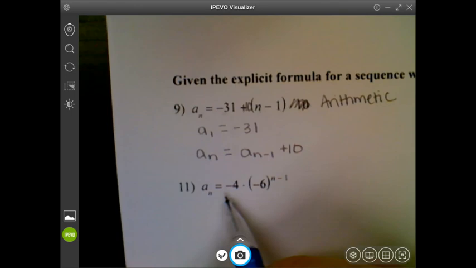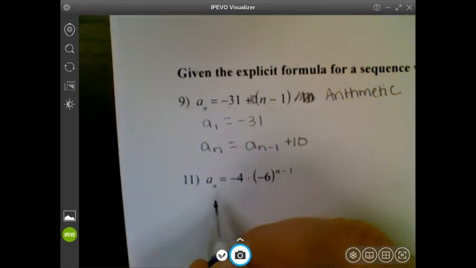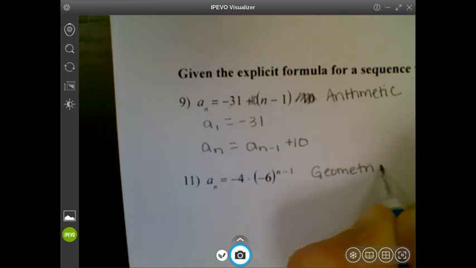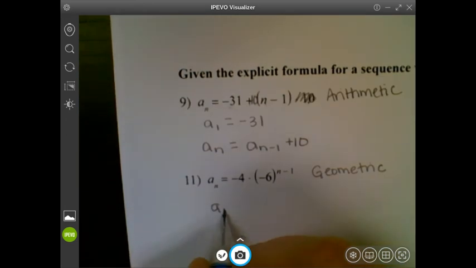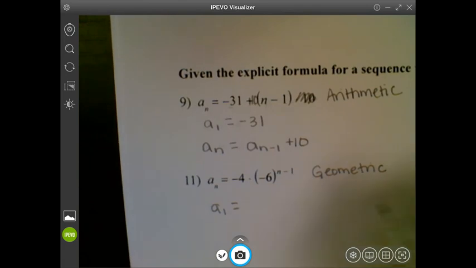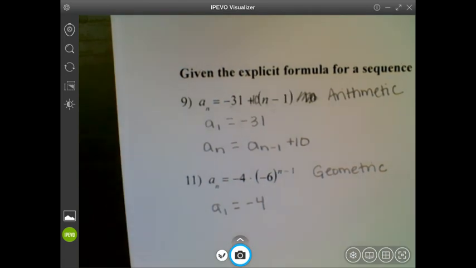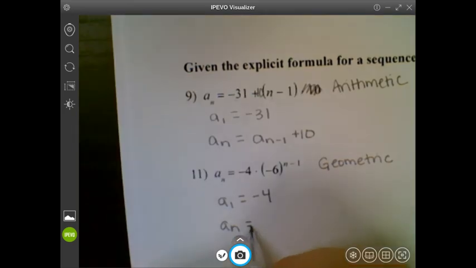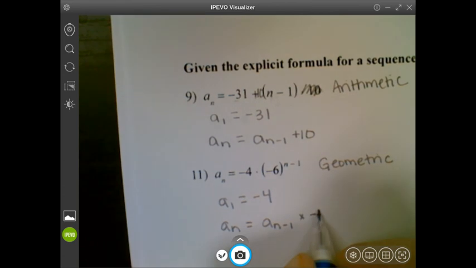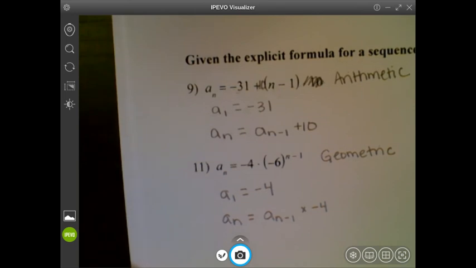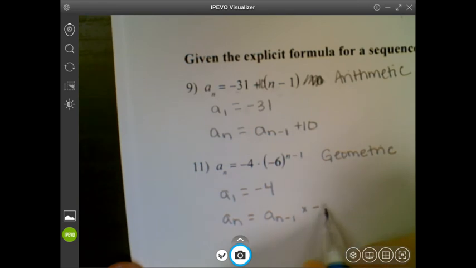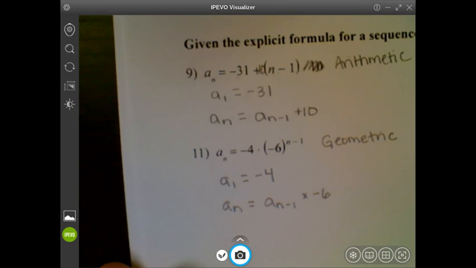All right, the same thing is true if you're looking at a geometric equation. We know this one's geometric. There's a multiplication factor going on here. So when you go to write the recursive formula, once again, you have to say, where does this start? You have to give us a point of reference. So it's going to start at negative 4. And then your nth term will be based off of a sub n minus 1. And what are we doing? We are timesing by negative 4 every single time. Or not negative 4, I'm sorry. Negative 6. Don't mind me. We're timesing by negative 6 every single time.